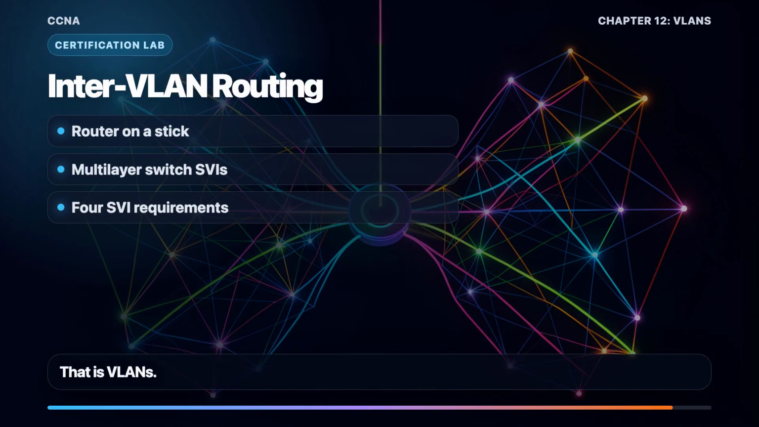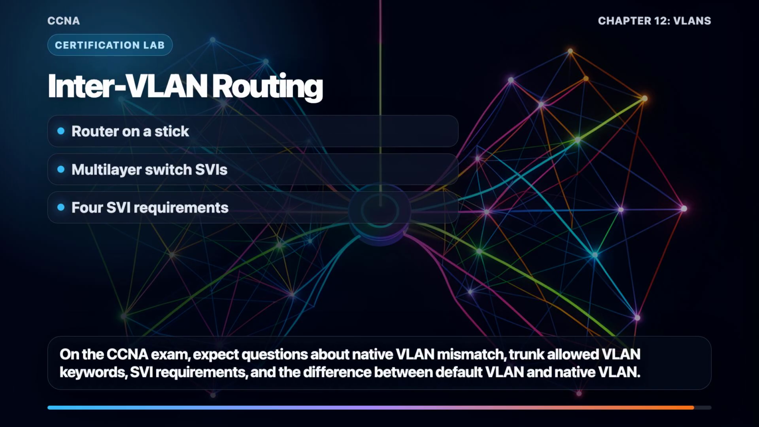That is VLANs. Layer 2 segmentation. Trunking with 802.1Q. Inter-VLAN routing with router on a stick or multi-layer switches. On the CCNA exam, expect questions about native VLAN mismatch, trunk-allowed VLAN keywords, SVI requirements, and the difference between default VLAN and native VLAN.